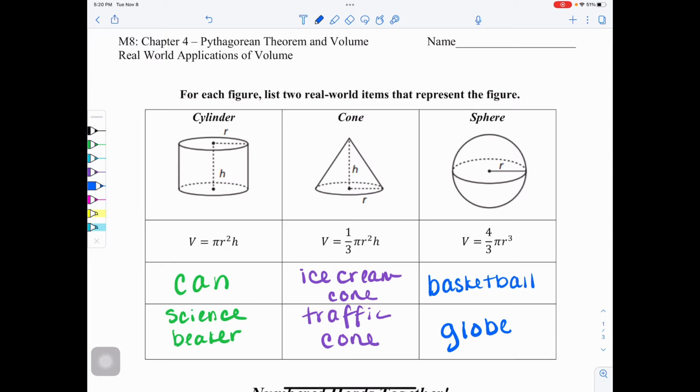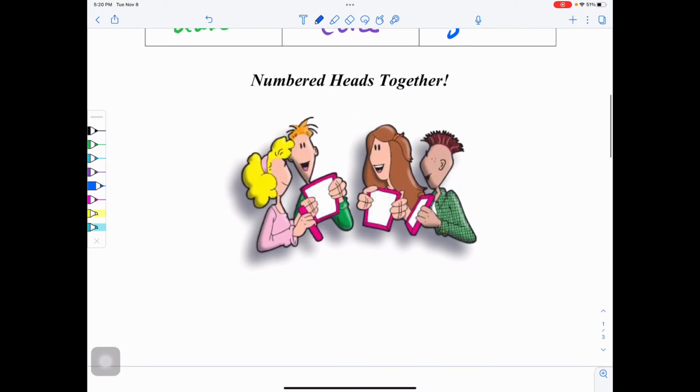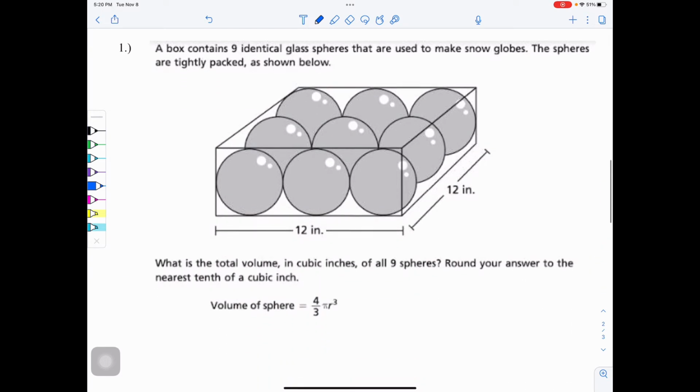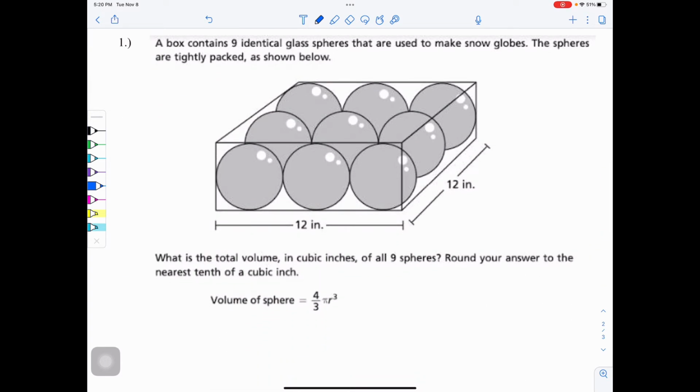So today we are going to work on real world problems that have to do with volume. If you're in class, you'll be completing this in numbered heads together. If you're watching this with me to make up the lesson, we're just going to go through the problems together.